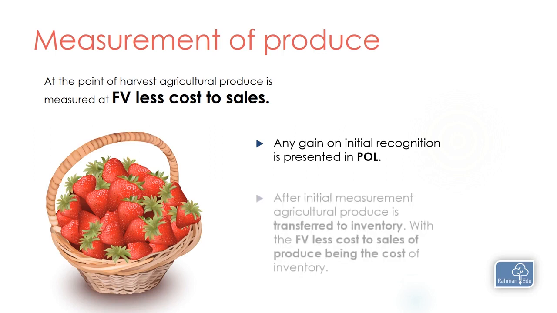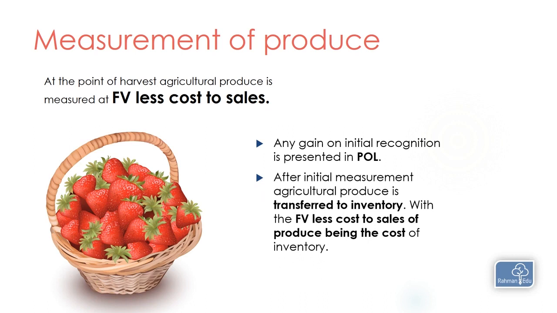After initial measurement, this agricultural produce will be transferred to inventory, and then IAS 2 principles will be applied. IAS 2 also requires inventory to have a cost, so the fair value less cost to sell of the agricultural produce should be considered as the deemed cost of that inventory.